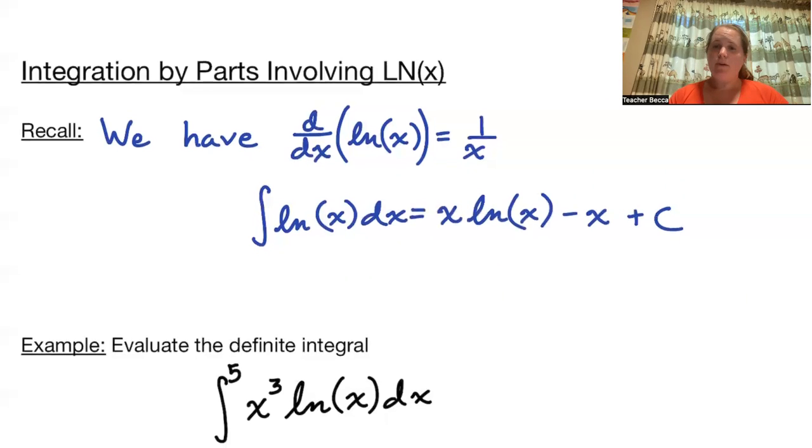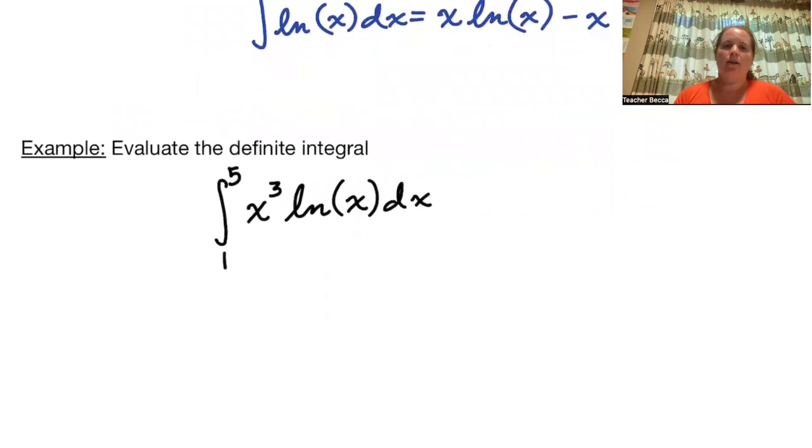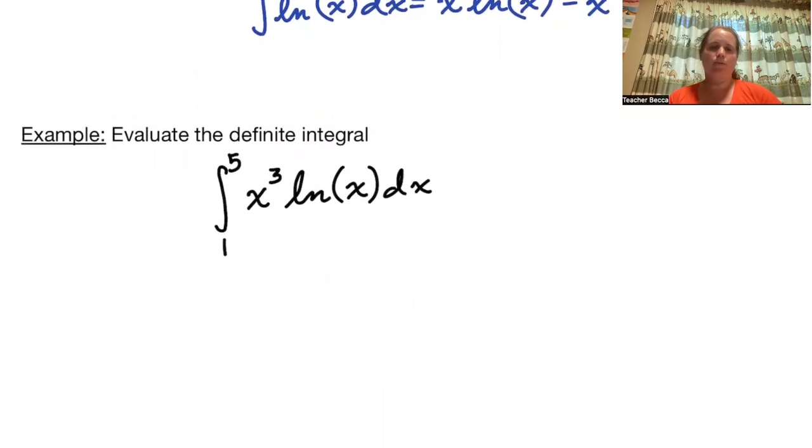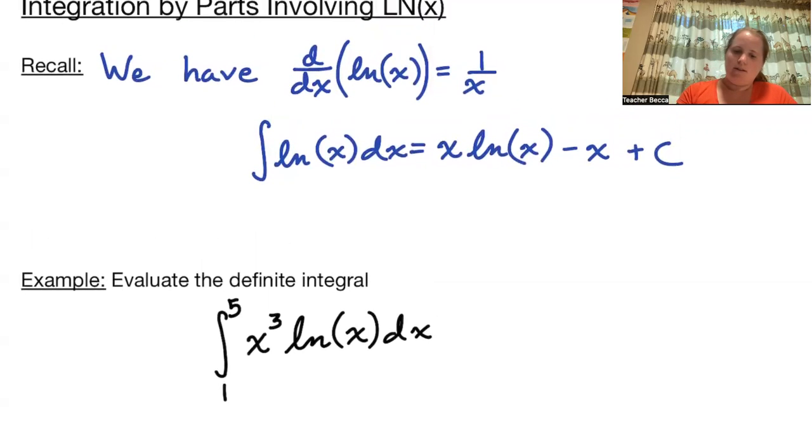So we can now treat natural log as a component to be used in regular integration by parts. So for example, let's go ahead and evaluate the definite integral from 1 to 5 of x cubed natural log x dx. So note here that the integral of x cubed is much less complicated than the integral of natural log.